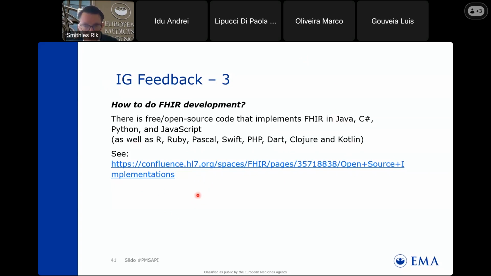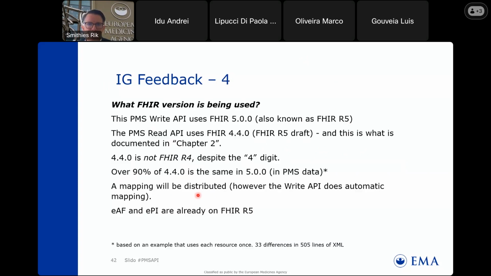There's tens of thousands of people doing FHIR that we know of, and there's all sorts of great open source stuff out there. So which version of FHIR? This has been a bit confusing, for a few reasons. There are two APIs on PMS. There's the read API, which has been around for a while, and that uses FHIR 4.4.0, and people tend to call it R4, but that's a mistake. It's not actually FHIR R4, for what it's worth. It's actually an early draft of FHIR R5.